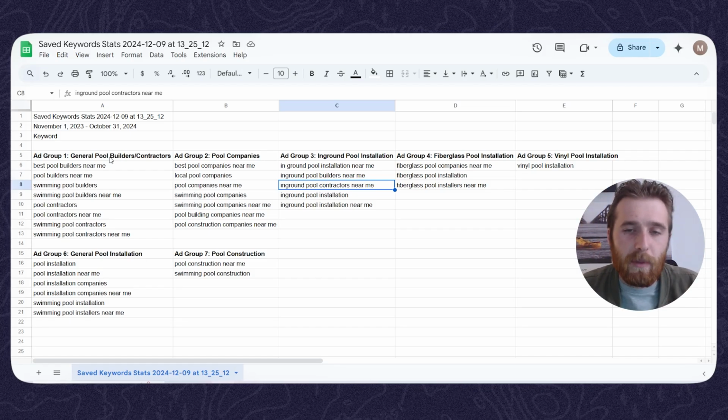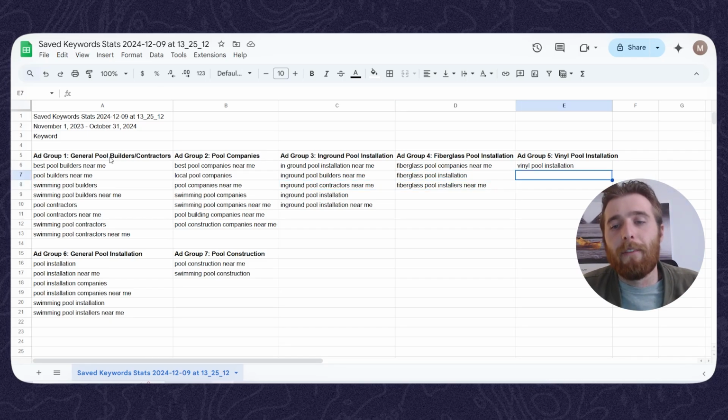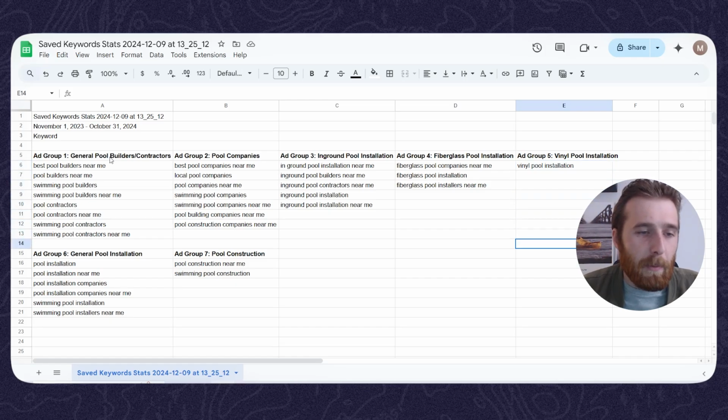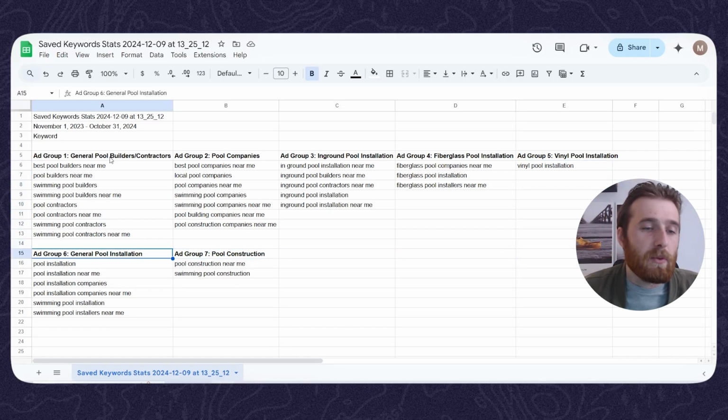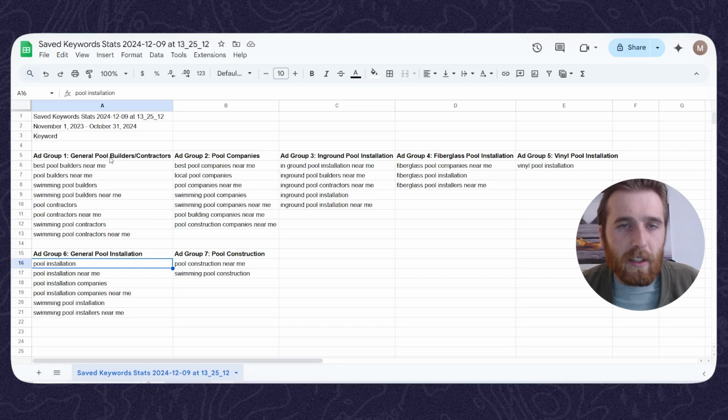This is something that should be segmented out. Fiberglass pool installation, this should be segmented out. Vinyl pool installation, there was only one keyword, but vinyl is very different, so I'd highly recommend segmenting it out as well. The sixth one is general pool installation, which, as you can see, is just general pool installation. People looking for pool installation in general.